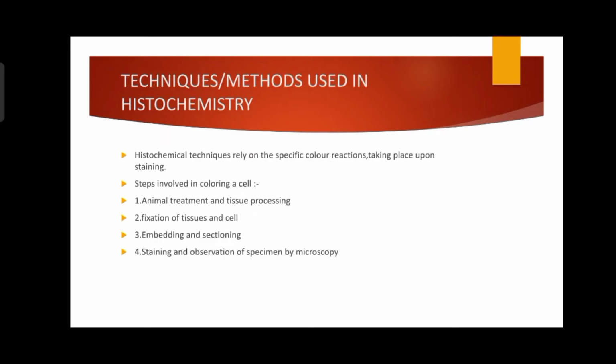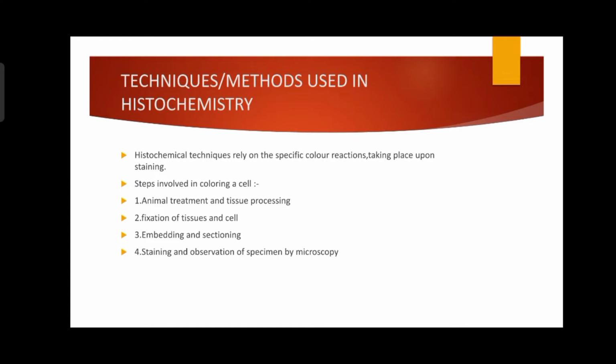The techniques and methods used in histochemistry. So, histochemical techniques: we know that there are different techniques used to stain the cells or tissues to observe the color structure under the microscope. But however, these cells can't be directly stained. So before proceeding with the staining part, there are some steps involved in coloring a cell.